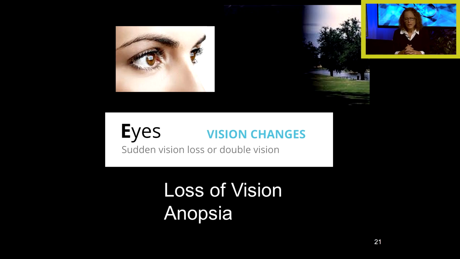There can be visual changes, sudden loss of vision, double vision. Anopsia is a loss of vision, and in this photograph here, it shows the type of vision loss that they might say they're experiencing, where they lose half of the visual field. So you can see here what the patient is seeing is only half of this photograph. And we're going to talk more about that a little bit later on.